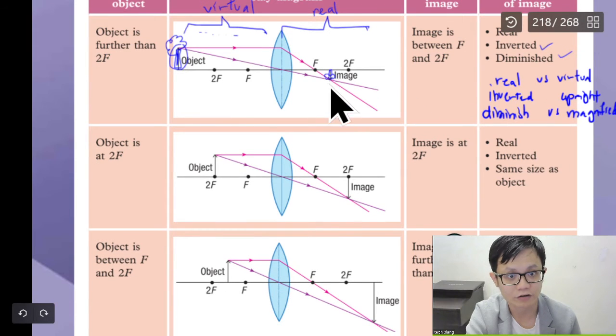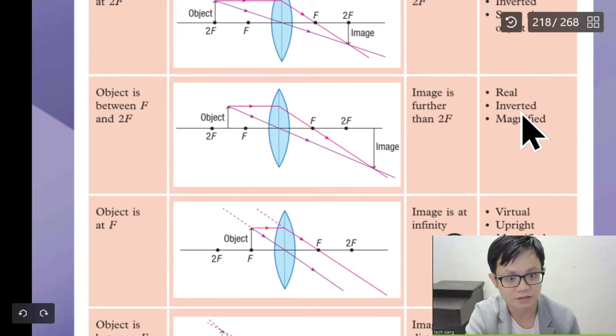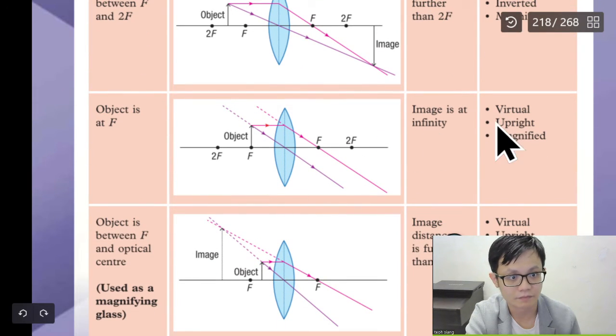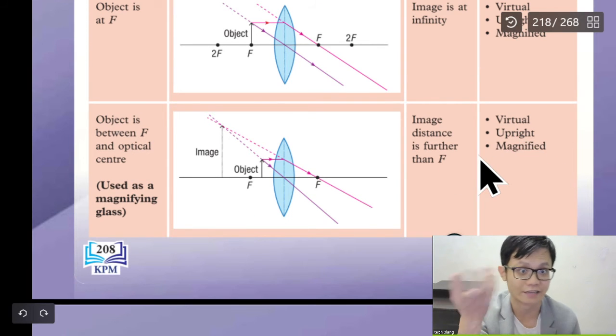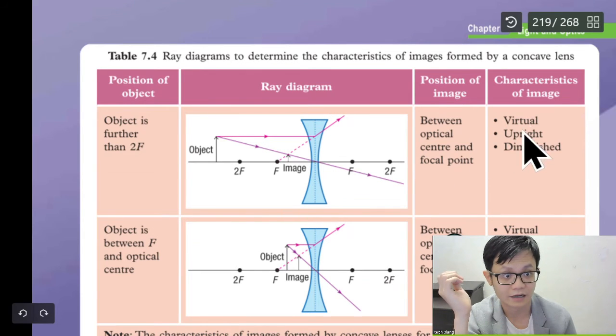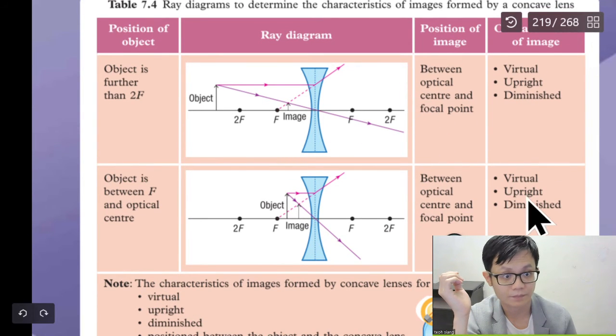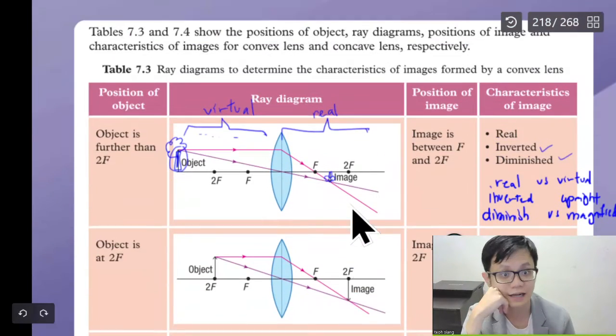Okay, you see the arrow go down. Go down means inverted. Go up, upright. Very easy, right? If you just understand the image, very easy. No need to memorize. Just need to learn how to draw.